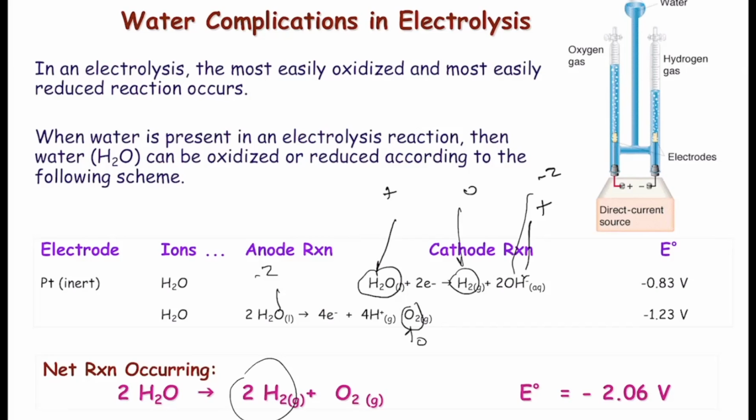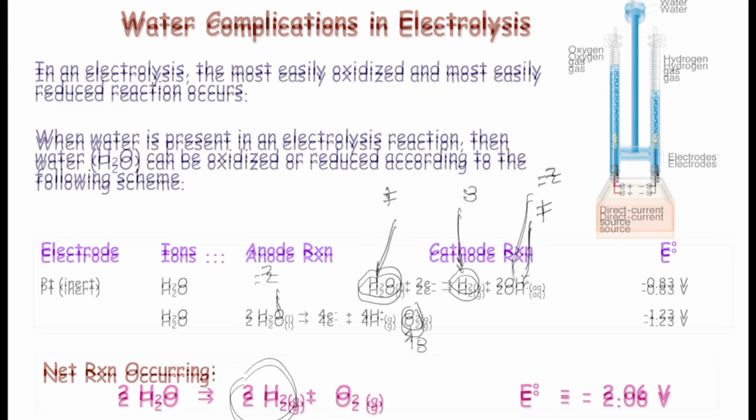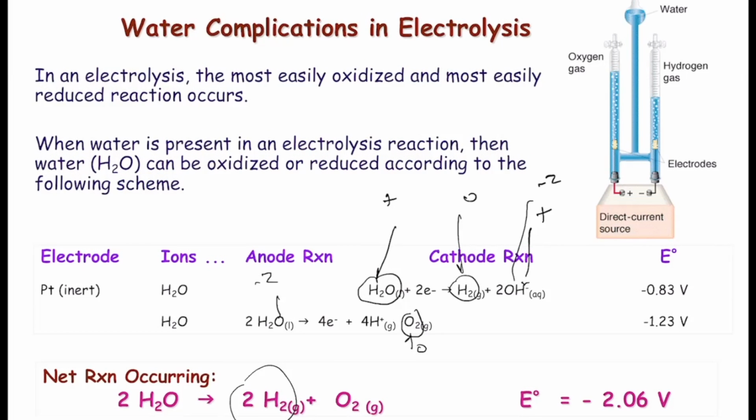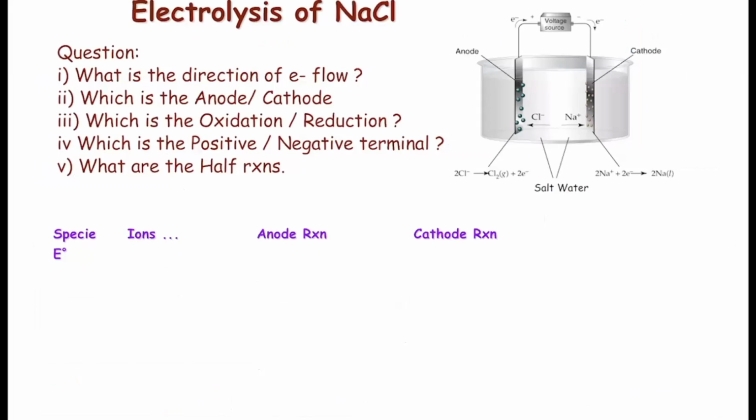But again, if you want to do electrolysis on water, theoretically, you need a minimum of 2.06 volts to drive that reaction. Let's take a look at one more. Let's say we have salt water. What is the process that's going to go on?